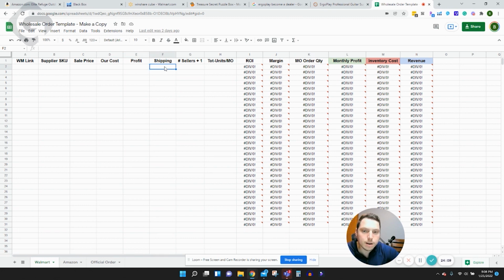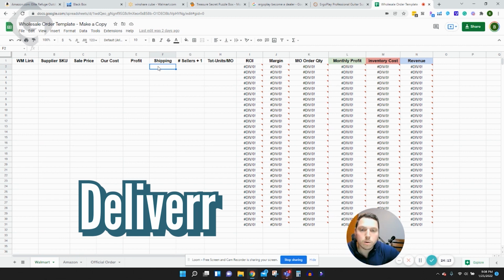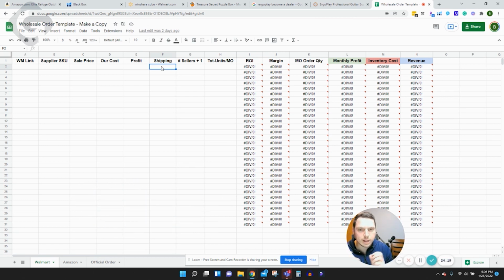And then if there's not free shipping, or if we're going to use Deliverr or some other shipping service, we need to figure out their fees. And so we'll put that number in there. It all is formulated to where when you fill this out, all this other stuff will follow suit. Put in the total number of units. This will calculate, based off of number of sellers plus you, and the total number of units per month. It'll figure out how many each seller should be getting that is competitive.